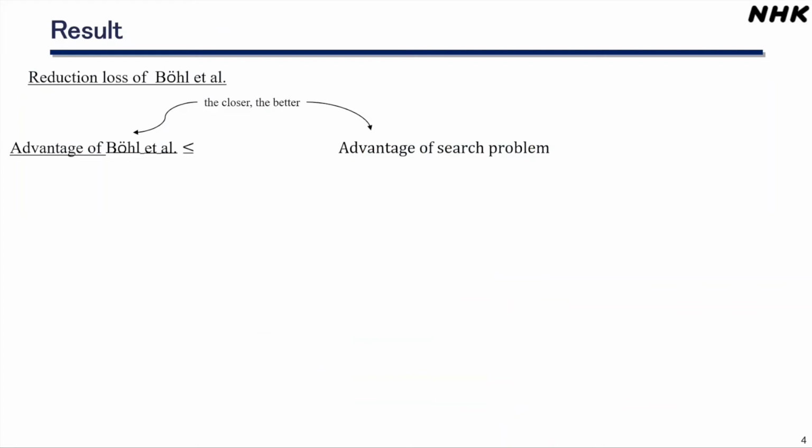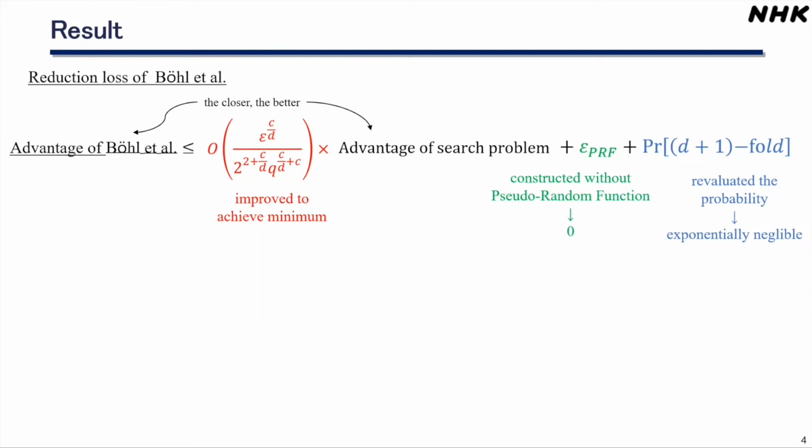This is our result. First, look at the reduction loss of the signature scheme of Boneh et al. If we can make the difficulty of breaking the scheme close to the difficulty of solving the search problem, we can achieve a tighter reduction loss. In the reduction loss of Boneh et al., the difficulty of the scheme and the difficulty of the search problem are far apart due to these coefficients and terms. So we review the causes one by one.